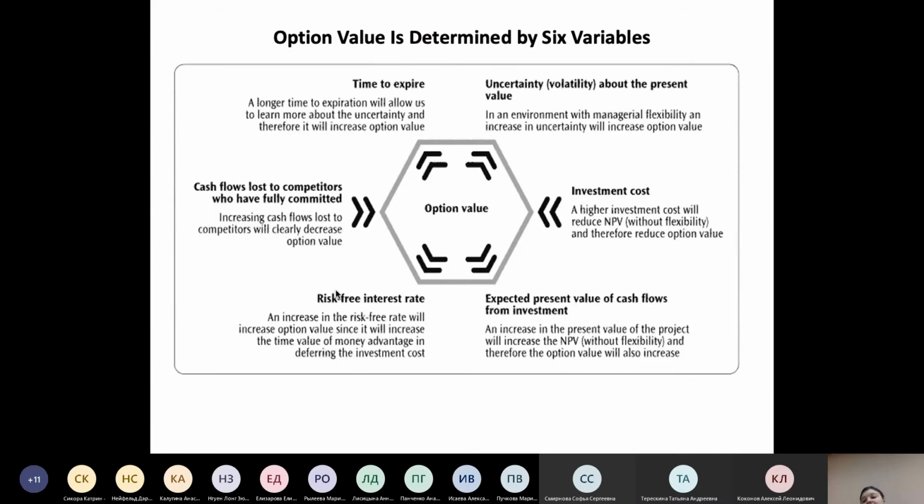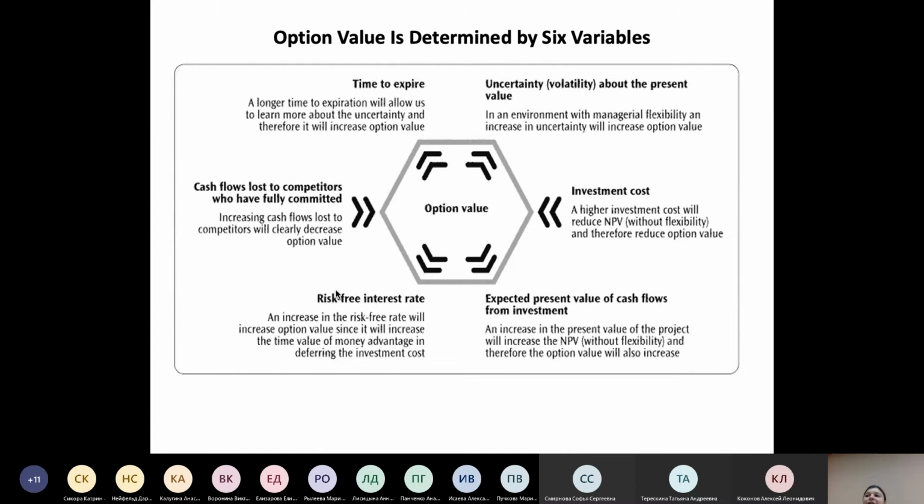And now let's transform these factors for our real options, and let's find the peculiarities, the special characteristics of our financial option, first of all, and of our real option. First of all, time to expire. A longer time to expiration will allow us to learn more about the uncertainty, and therefore it will increase option value.